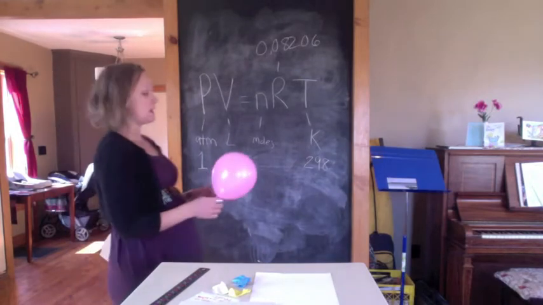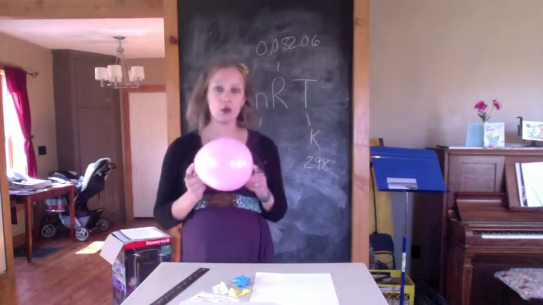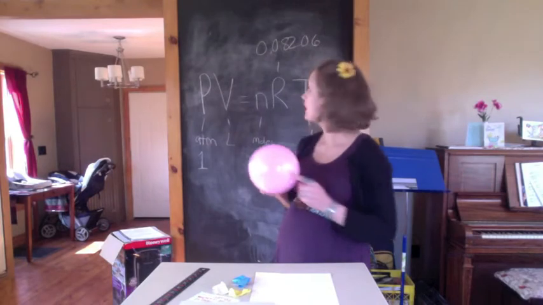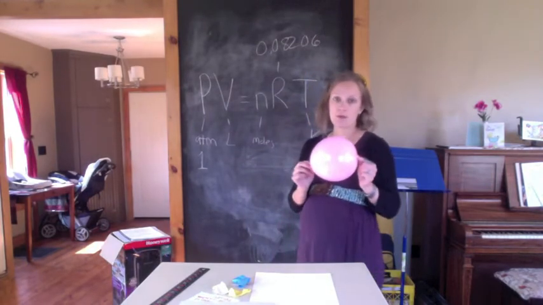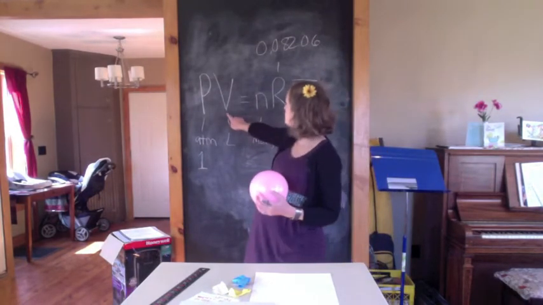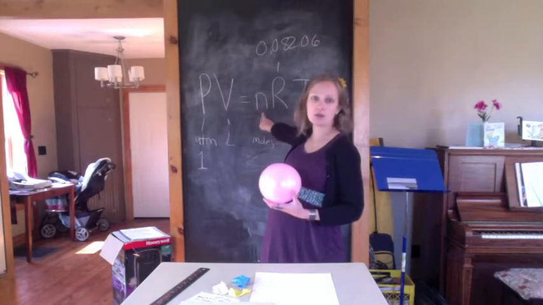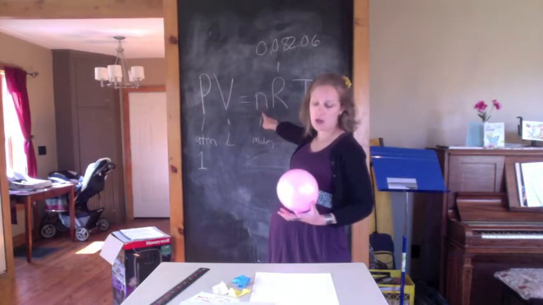What we're going to do is actually pretty simple. We're just going to find the volume of this balloon, and then using the volume of our balloon, we're going to plug into the formula and find the number of moles of air that must be in our balloon.